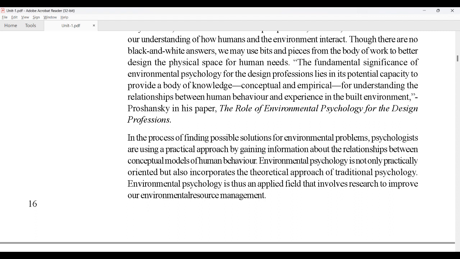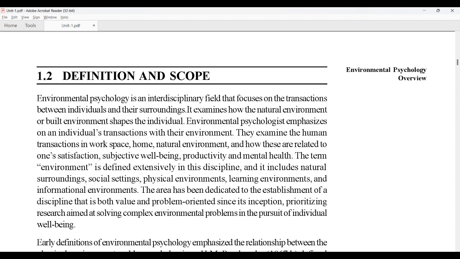psychologists are using a practical approach by gaining information about the relationships between conceptual models of human behavior. Environmental psychology is not only practically oriented but also incorporates the theoretical approach of traditional psychology. Environmental psychology is thus an applied field that involves research to improve our environmental resource management.